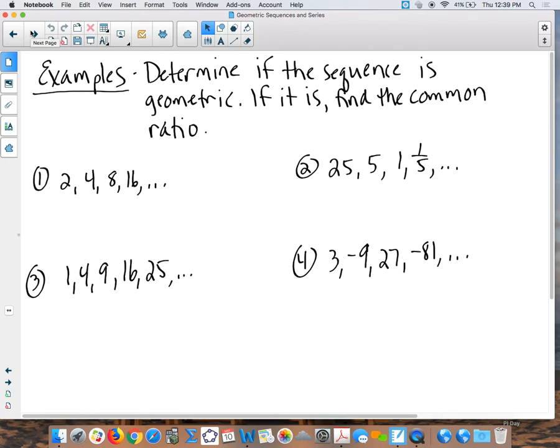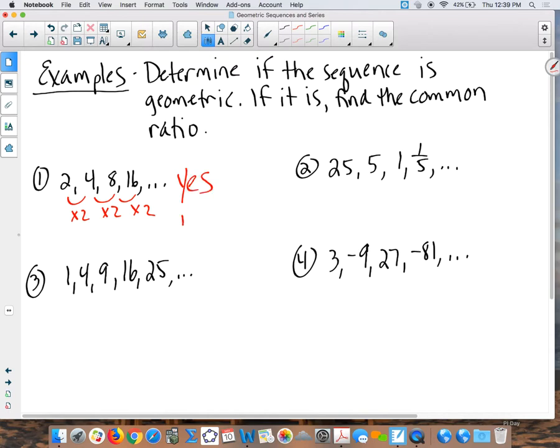So for example, if we want to determine whether or not the following sequences are geometric, we're going to check to see if we can multiply the same thing to go from one term to the next. So here we can multiply by 2, by 2, by 2. So yes, it is geometric and the common ratio is 2.